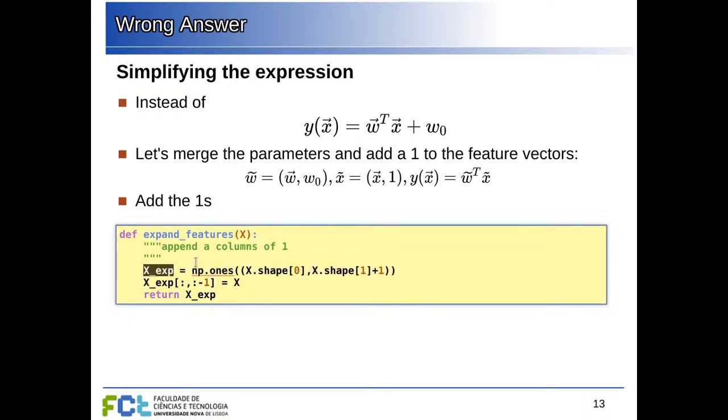So you create a new matrix that has the same rows as the original one, but one more column than the original one, and it's all filled with the value 1. So it's basically this shape with an extra column, all filled with 1s. And then you copy the original data to the first columns, so all except the last one, and the last one will retain that one here. So now all we need to do to compute this prediction is just to do the inner product of the coefficients of the parameters and these expanded features.